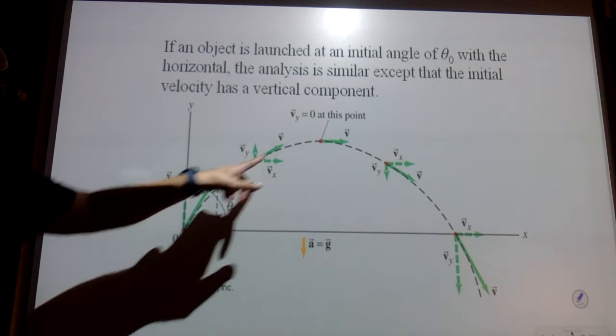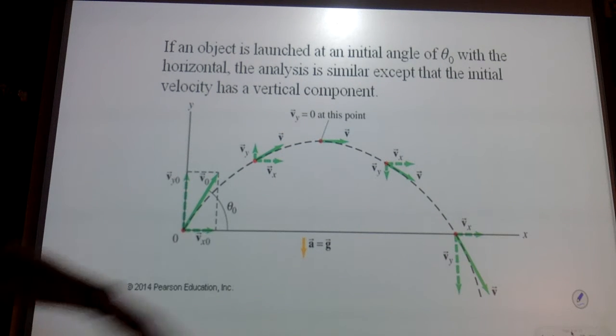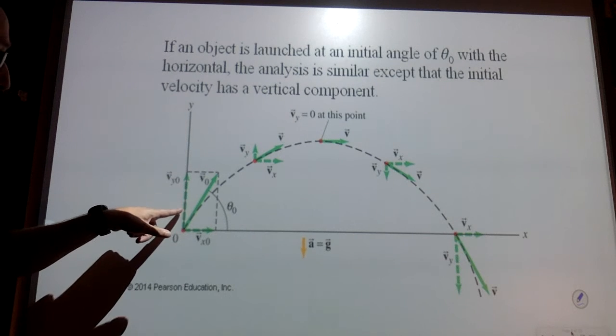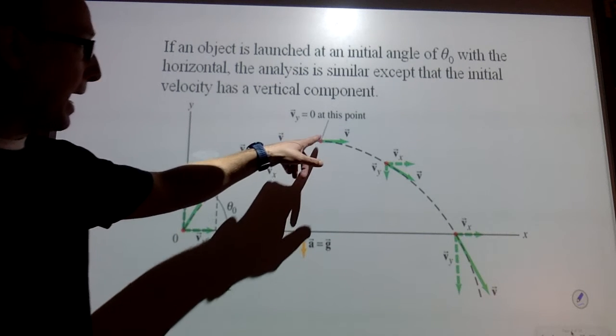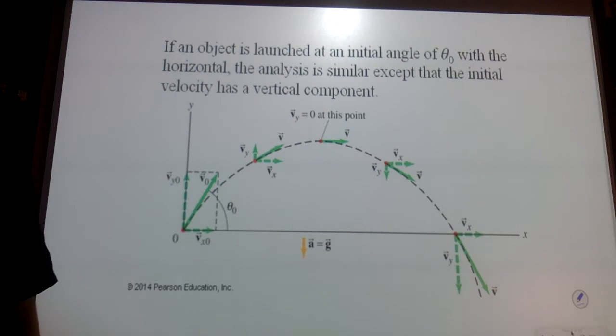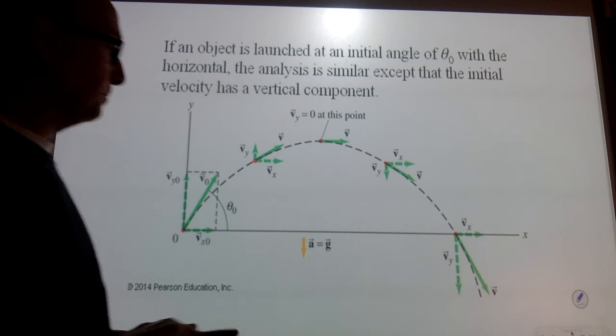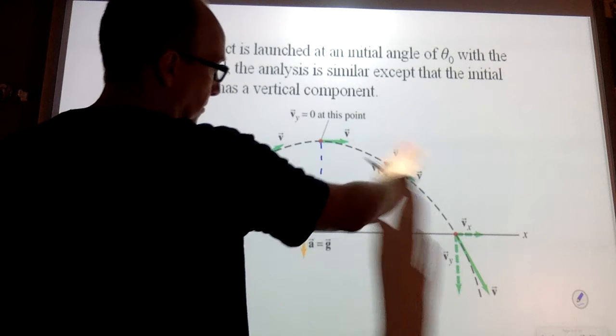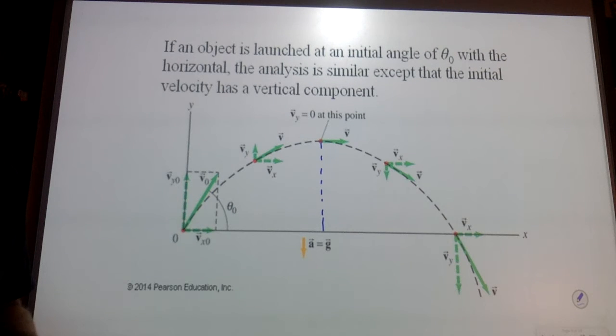And you can see as it's going up, since acceleration is down, it's causing this part of the velocity to shrink. And then there's a moment at the top where it doesn't have any velocity in the Y direction. So that's the moment when it's at its peak. This half, if we just consider that half, is the horizontal launch half.